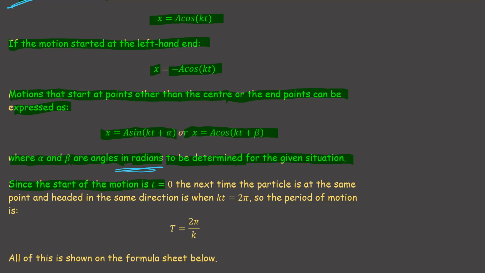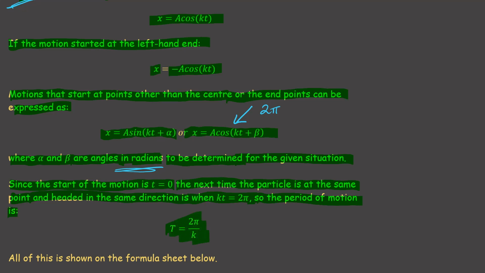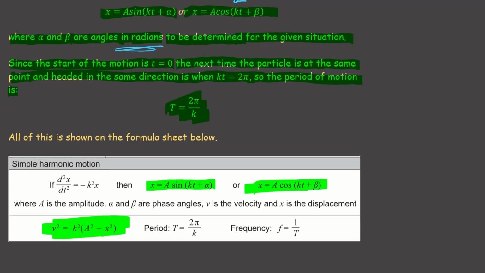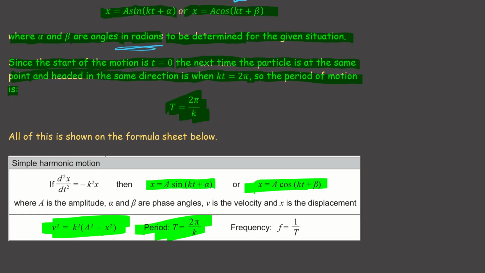Since the start of the motion is t equals 0, the next time the particle is at the same point and headed in the same direction is when kt is equal to 2 pi. That should be readily apparent because when that is 2 pi, we've done a complete cycle. Remember, both sine and cosine have a period of 2 pi. So the period of the motion is t equals 2 pi over k. That is worth remembering as well, but it is on the formula sheet. I've never actually seen the frequency used, but it's there on the formula sheet. And all of this is shown on the formula sheet below.